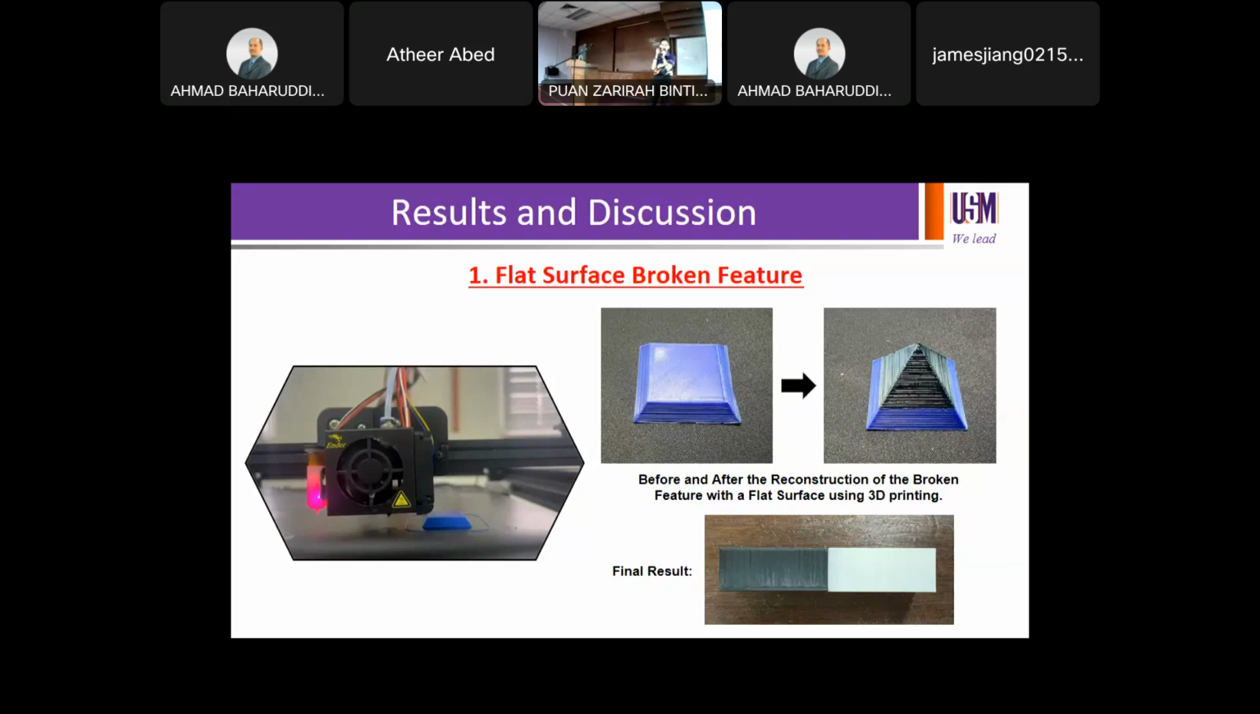Here you can see that after the reconstruction process, the damaged product matches the original product, which means that 3D printing technology can successfully reconstruct this kind of problem feature.